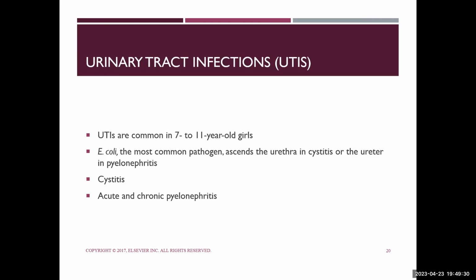Urinary tract infections are pretty common in 7 to 11-year-old gals. E. coli, or members of the genus Proteus, are the most common bacterial pathogens. These are highly motile organisms that ascend the urethra and cause an uncomplicated cystitis. If they go up the ureters, they can cause a pyelonephritis.